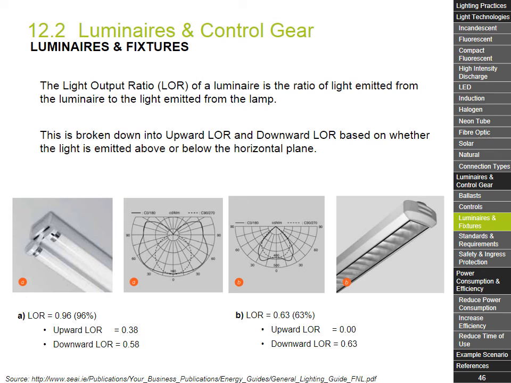The light output ratio of a luminaire is the ratio of light emitted from a luminaire to the light emitted from the lamp. This is broken down into upward LOR and downward LOR based on whether the light is emitted above or below the horizontal plane.